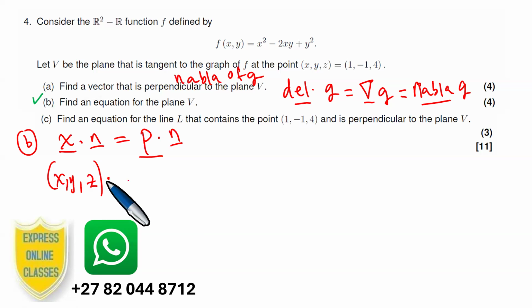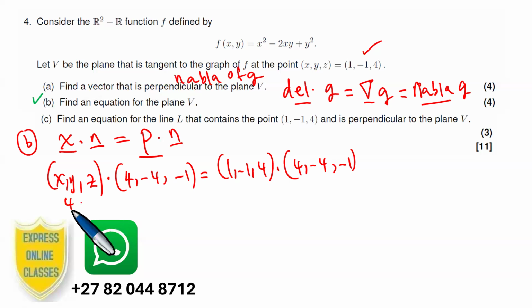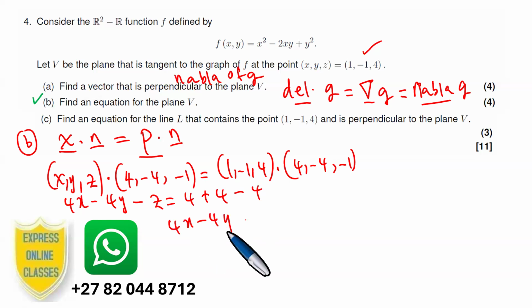Times the normal, minus the point. We take a point, 1, minus 1, 4, dot 4, minus 4, minus 1. That gives 4x minus 4y minus z equals 4 plus 4 minus 4. 4 minus 4 is 0, and then we're left with only 4. And this is the equation for the plane.